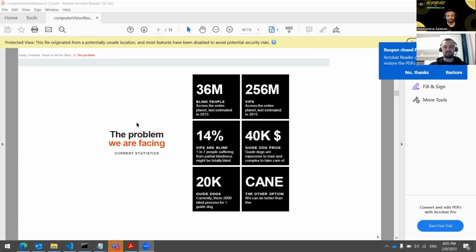To this, there's a couple of solutions that are already on the market, but there are only two. There's the white cane, which I'm sure everyone has seen, people using it on the street, and they're quite common. But there's also guide dogs. But as you can see here, guide dogs are kind of expensive to train and also to take care of. The white cane is usually a cheaper solution, but still it doesn't achieve that good results. So there's definitely room to improve here, I guess.